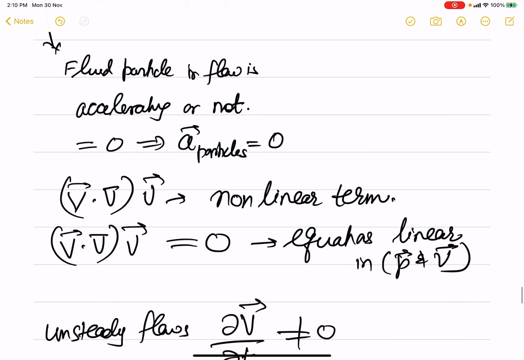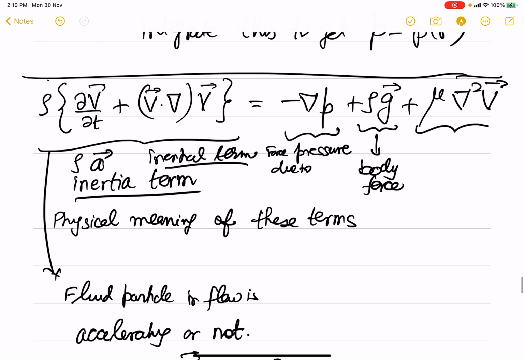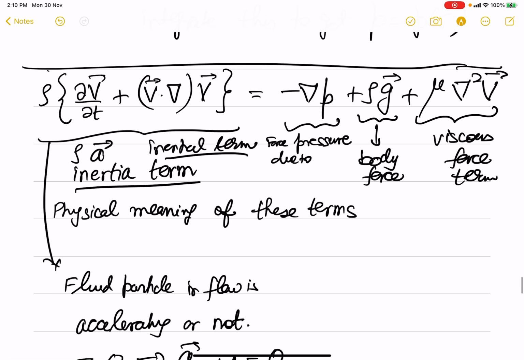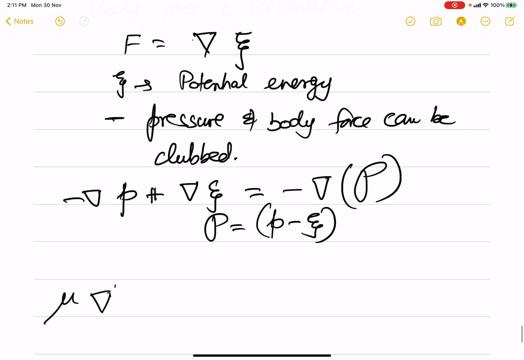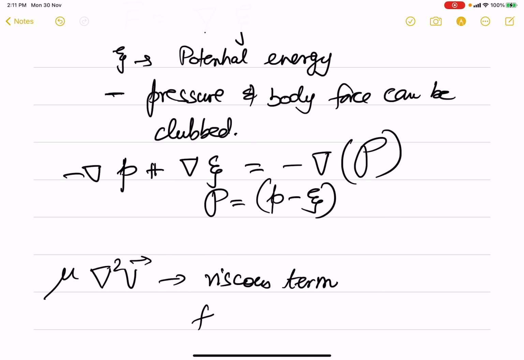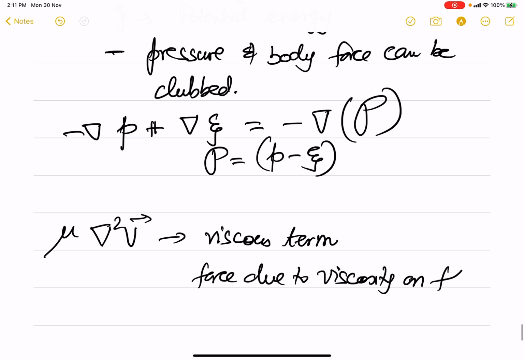Now comes the last term in the Navier-Stokes equation, the mu del square V term, and this is the viscous force term. So we have this term mu del square V. This is what we call the viscous term, and this represents the force due to viscosity on the fluid particles.